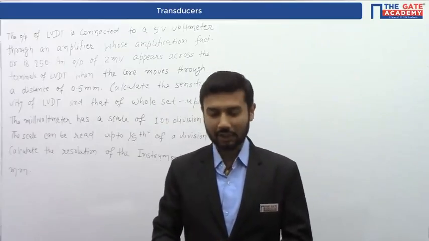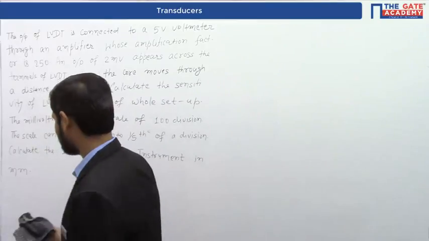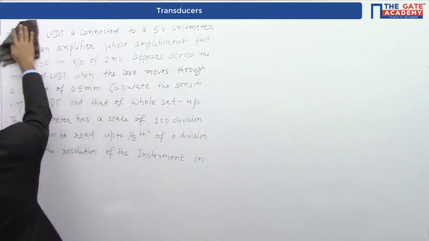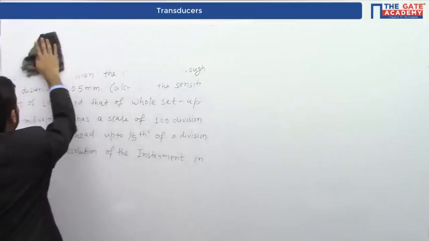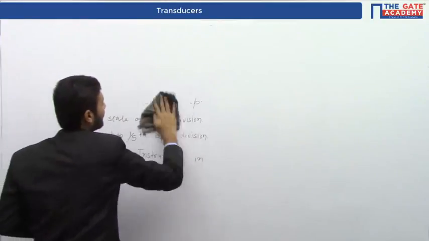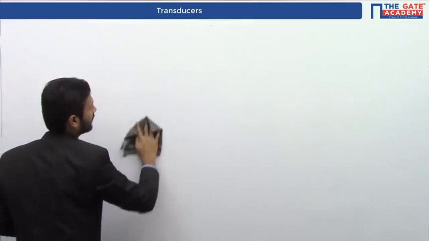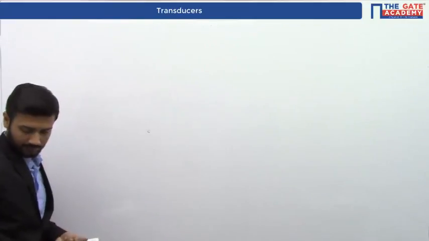So let us solve this question. First of all, in this type of question, we will have to draw the block diagrams of the elements given in the question. We have 3 elements here: the LVDT first, the second one is our amplifier, and the third one is the voltmeter. So I am going to draw the block diagram of the given circuit.